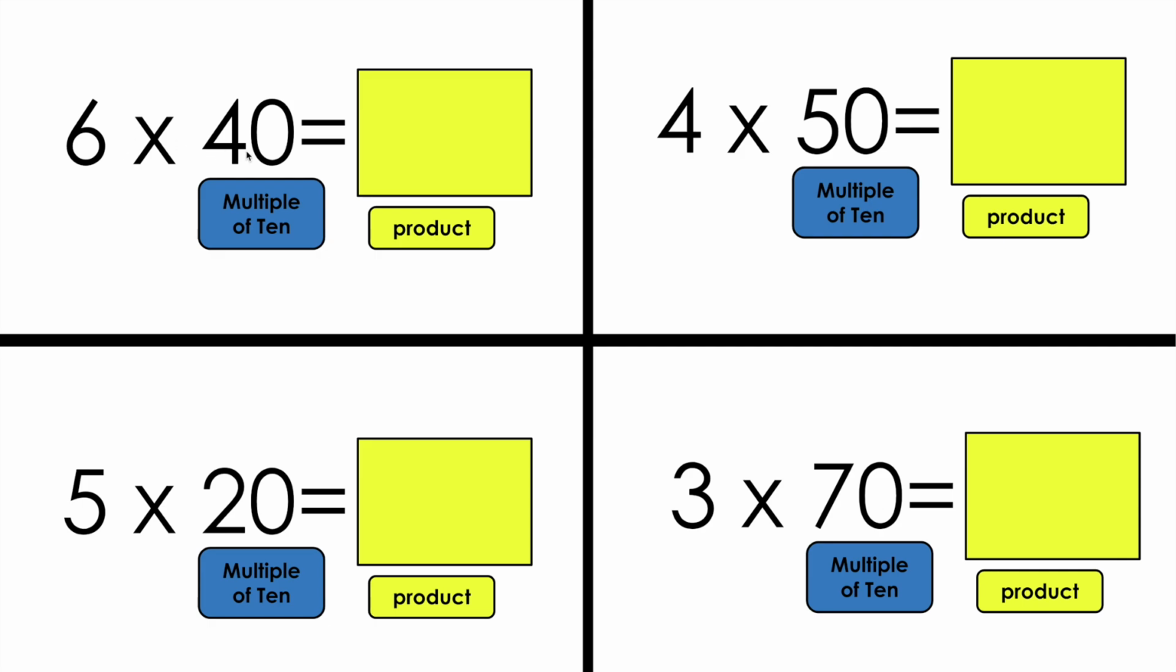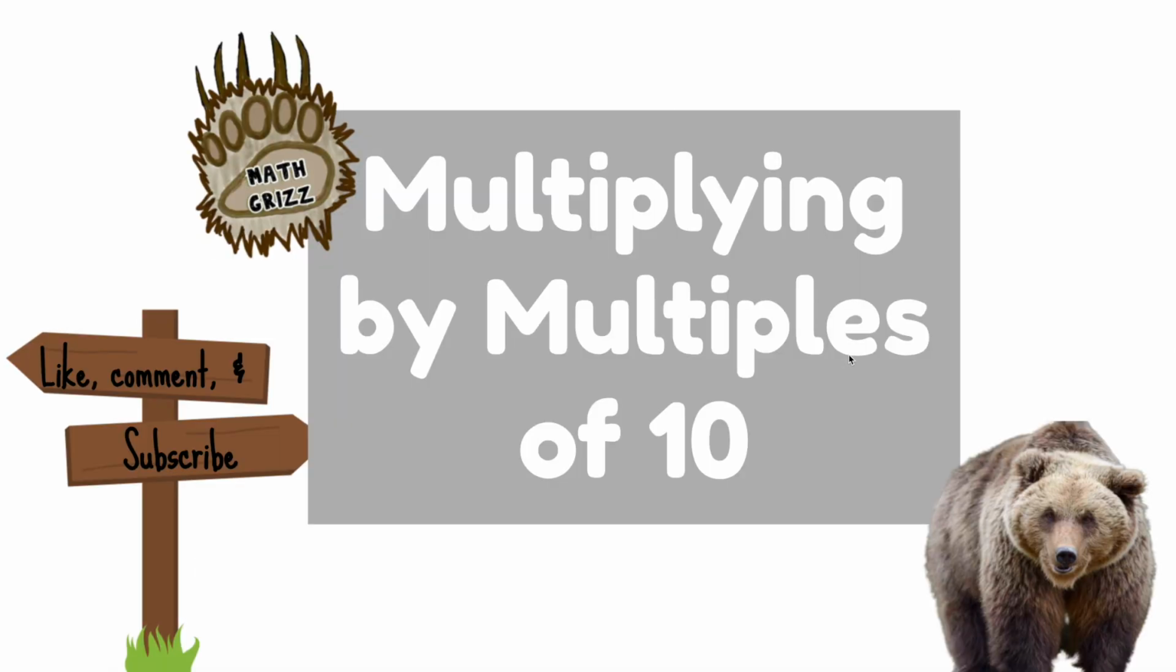Now try 6 times 40, 4 times 50, 5 times 20, and 3 times 70.